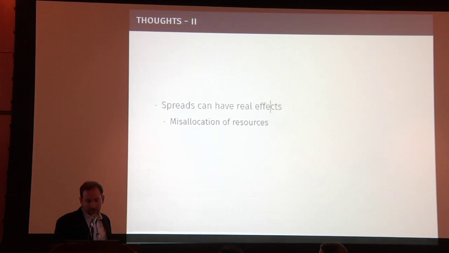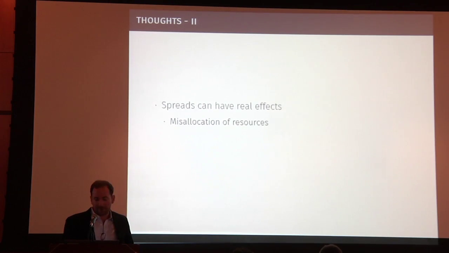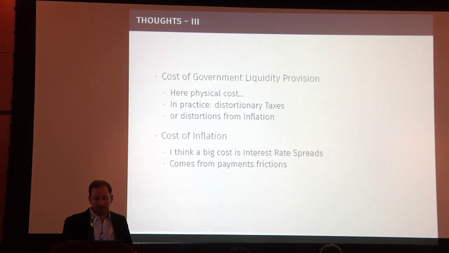In the paper, there's a physical cost as well. Now, spreads in the paper are purely nominal. They just affect the returns on assets, but they don't have real effects because this is an endowment economy. In the real world, another thing that is important is that higher spreads may lead to misallocation of resources. The borrowers face higher interest rates. They're away from optimality. In the model, the cost of liquidity provision for the government is physical. I have a hard time interpreting that. In practice, it's distortionary taxes or distortions coming from inflation.